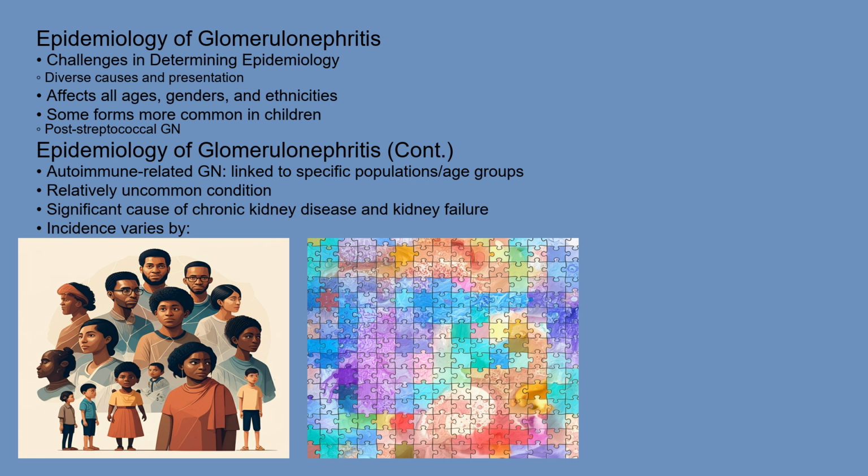Determining the precise epidemiology of glomerulonephritis is challenging due to its diverse causes and presentation. However, it is known to affect people of all ages, genders, and ethnicities. Some forms of glomerulonephritis, like post-streptococcal GN, are more common in children, especially after a streptococcal infection. Other forms, linked to autoimmune diseases, may be more prevalent in certain populations or age groups. Glomerulonephritis is considered a relatively uncommon condition, but it can be a significant cause of chronic kidney disease and kidney failure globally. The incidence varies depending on geographical location and the prevalence of underlying risk factors.